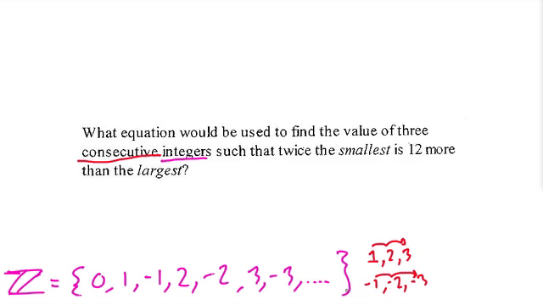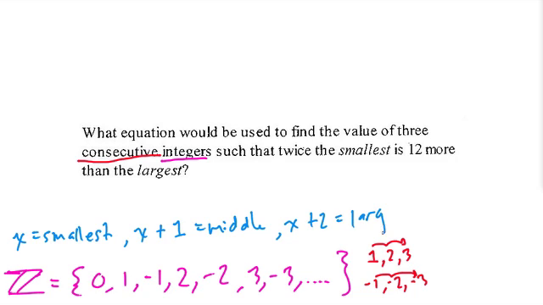So whatever we have here, you're going to take a number as your first number. So x will equal the smallest. And this is a typical approach for consecutive problems. Then we add 1 to that, and we get the number in the middle. We have three consecutive numbers here, and then we have one more. x plus 2 would equal the largest.